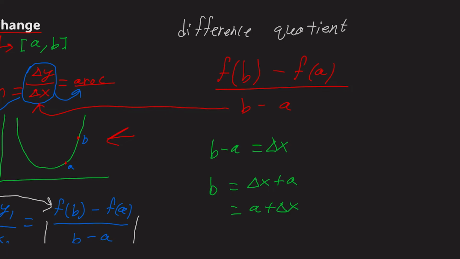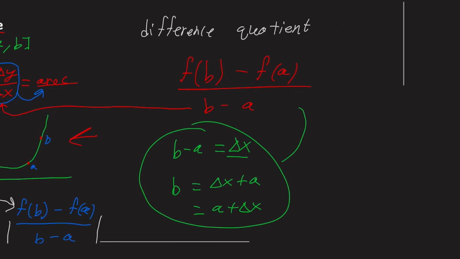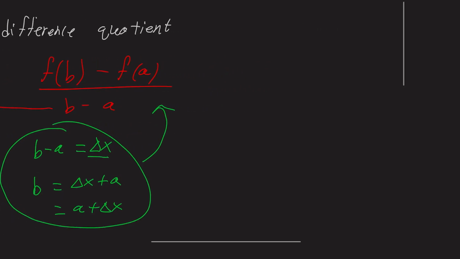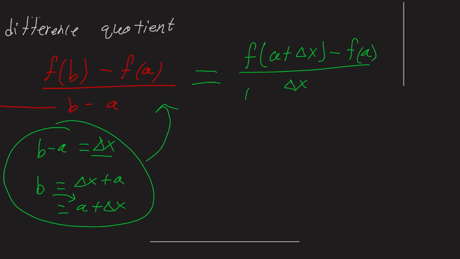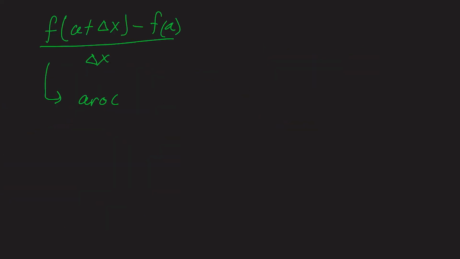Okay? So, given this notation, using delta x, I can rewrite this formula, and I will rewrite it as such. b, we have shown, is equal to a plus delta x. So f of a plus delta x minus f of a over delta x is exactly the same thing. Okay, this also equals my average rate of change. So let's use this with another example.